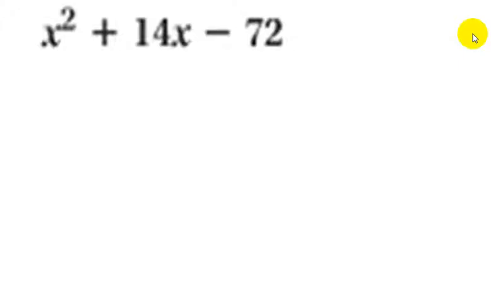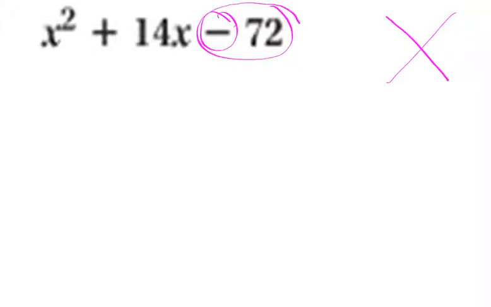Okay, our next example has a negative sign on the last value, the C value. So again, we're going to start with our magic X. How do we factor this? Well, we take that C term, negative 72, and put it in the top, and the middle term, positive 14, goes on the bottom.